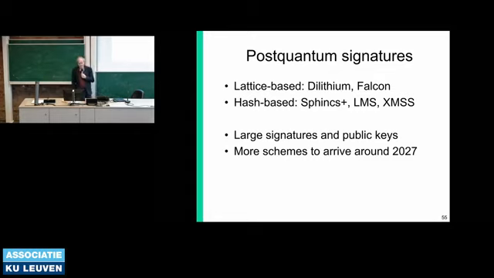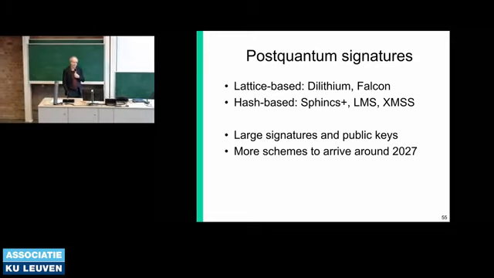Dilithium is lattice-based. The draft standard was published a few weeks ago in September. There is also Falcon. Falcon is very nice because it has 4 times shorter signatures. A Falcon signature is about 600 bytes. A Dilithium signature is 2,000 bytes. And an RSA signature is like 200 bytes. And an EdDSA signature is something like 40 or 60 bytes.